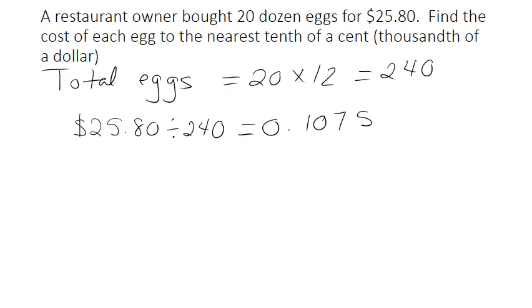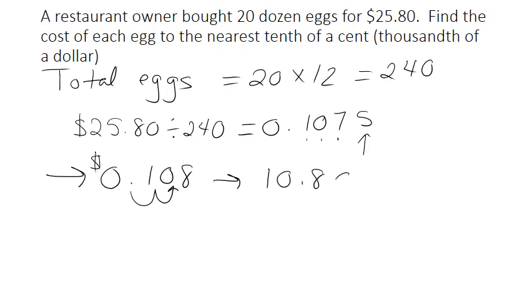The problem asks me to round to the nearest tenth of a cent or the thousandths of a dollar. The number I've just calculated is dollars because I've taken dollars divided by eggs. So then the thousandths would be the third decimal place. I look at the number next to it and it's bigger than 5. So that means that the number right before that needs to be rounded up. So that tells me I'm supposed to go 0.108. Again, that's dollars. To convert that to cents, I move the decimal point 2 places. That tells me that each egg costs 10.8 cents.